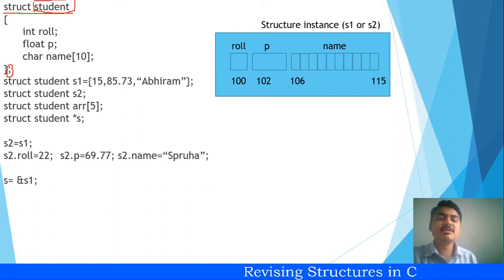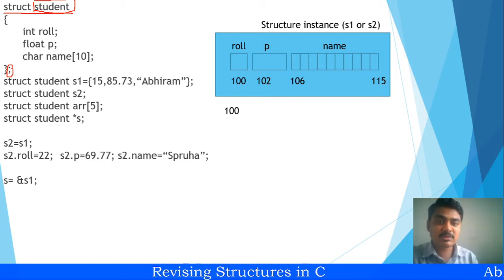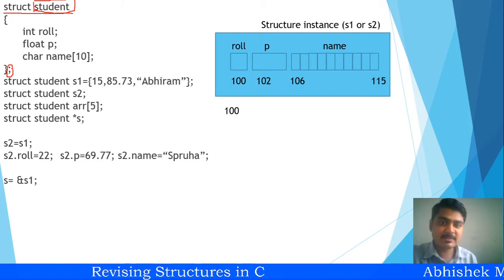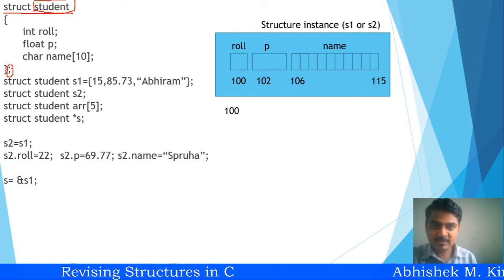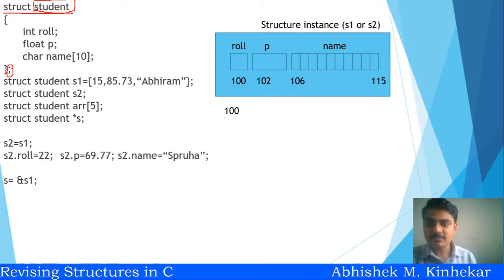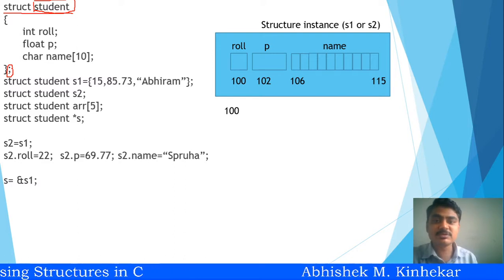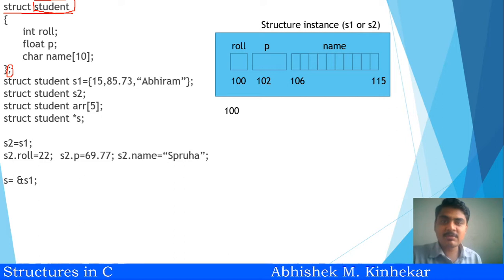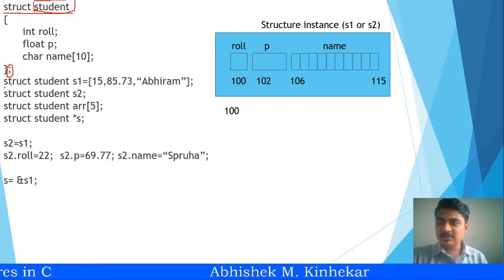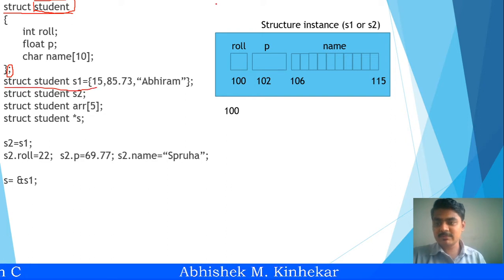Correct? The memory is assigned to structure instance S1 or S2, whatever you create, and the starting address of this S1 or S2 is the starting address of the very first variable, that is 100, that is roll's address. Correct? So this is how memory is allotted in structures. Now there are various ways to instantiate structures. One of the very famous ways is, struct student S1.